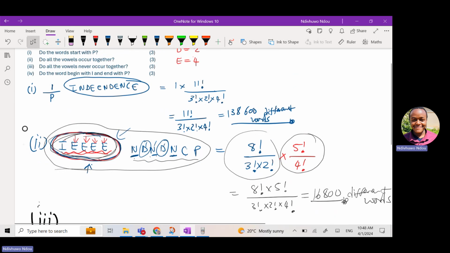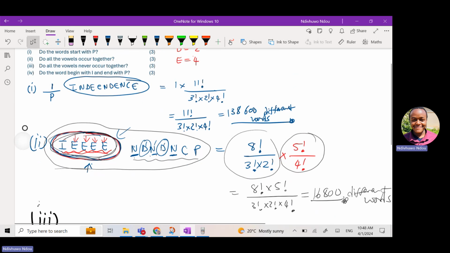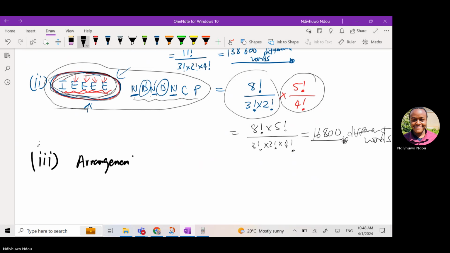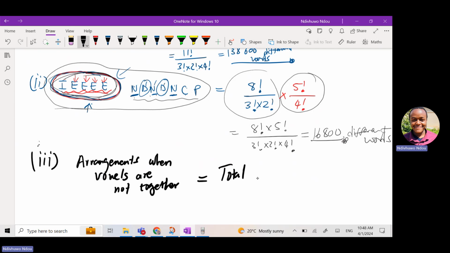So to answer this question, to get the total number of words that can be formed when the vowels are not together, we are going to say arrangements when vowels are not together. Hence, we call it the not rule, because they are saying not together. Is equal to the total possible arrangement.